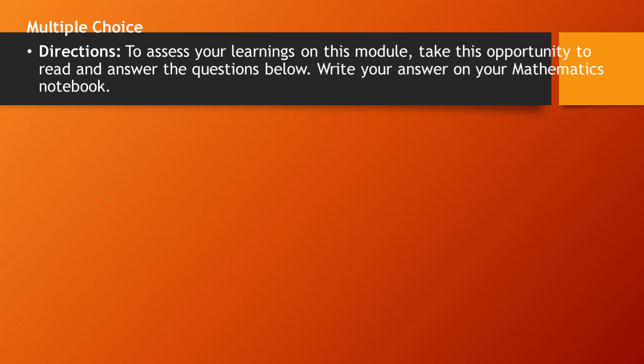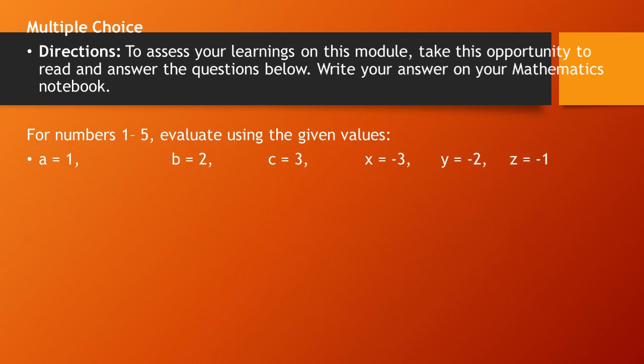Multiple choice directions. To assess your learnings on this module, take this opportunity to read and answer the questions below. Write your answer in your mathematics notebook. For numbers 1 to 5, evaluate using the given values. If A is equal to 1, B is equal to 2, C is equal to 3, X is equal to negative 3, Y is equal to negative 2, and Z is equal to negative 1.